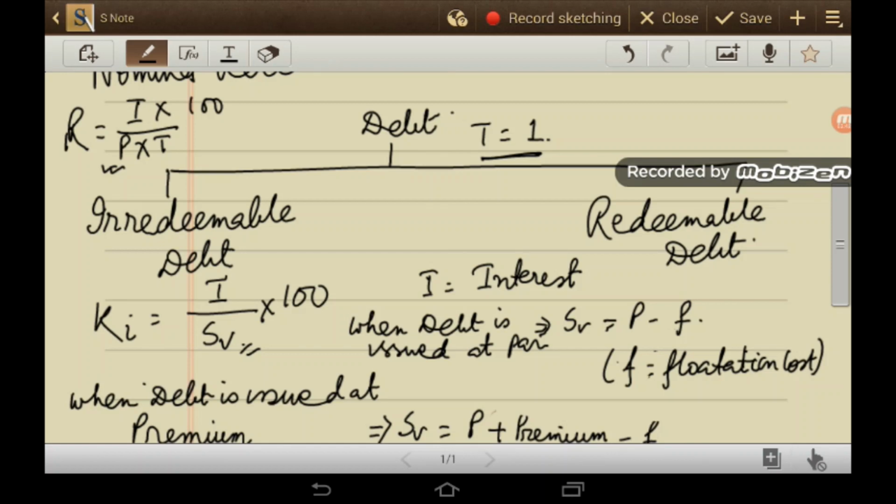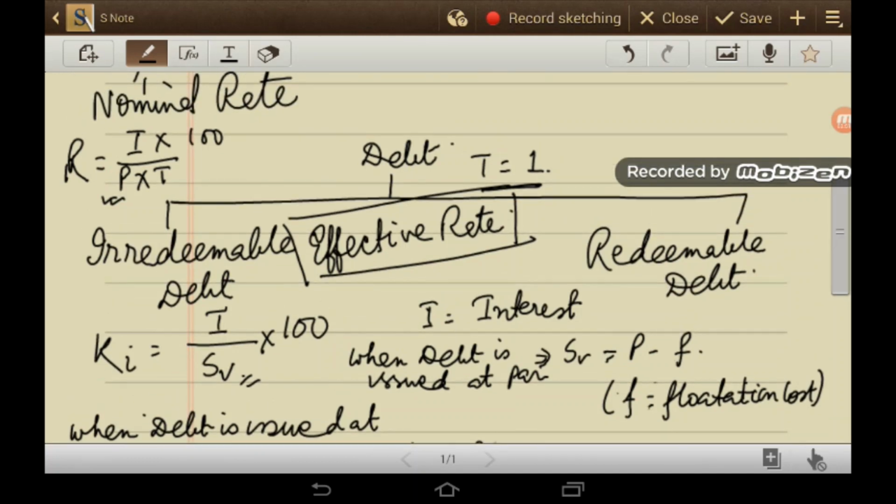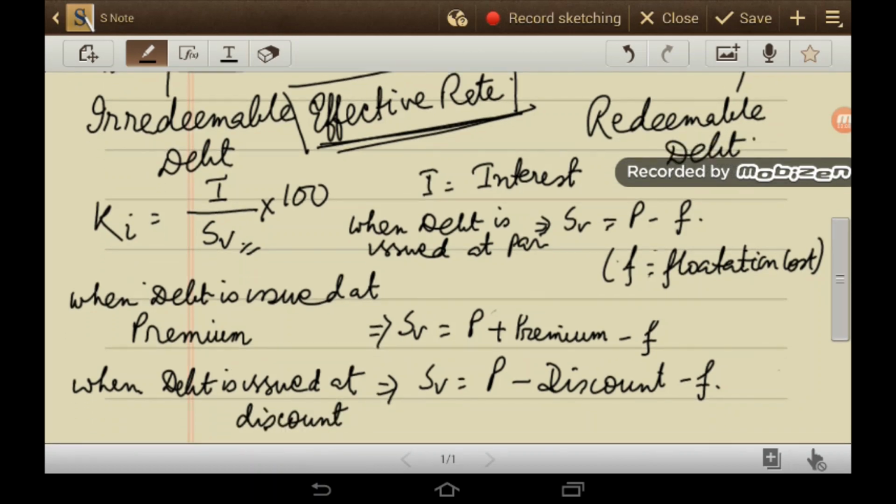So when we calculate the cost of debt or cost of equity, we are calculating the effective rate. Earlier, when we calculated in simple rate of interest, it was the nominal rate, and now we are calculating the effective rate. Why? This is effective because the denominator, the sale value, changes.